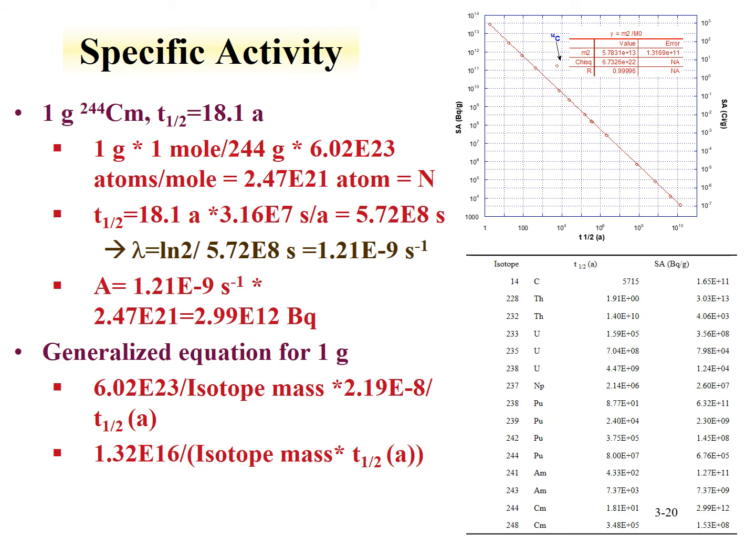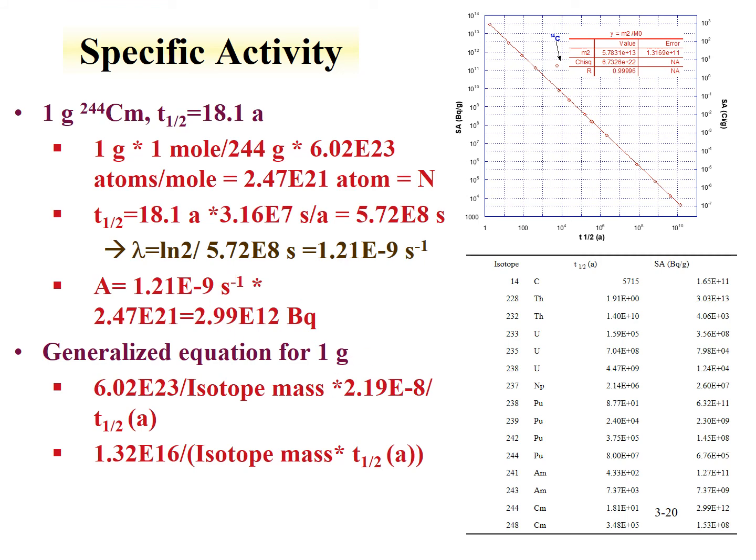So if we look at some other isotopes, specific activity, a gram of curium-244, the half-life is 18.1 years. For 1 gram, we get so many atoms in a gram from the molecular weight of 244 grams per mole times Avogadro's number. We convert the half-life from years into seconds. So we get a decay constant listed here. Activity equals lambda N. 1 gram of curium-244 is 2.99 times 10 to the 12th becquerels.